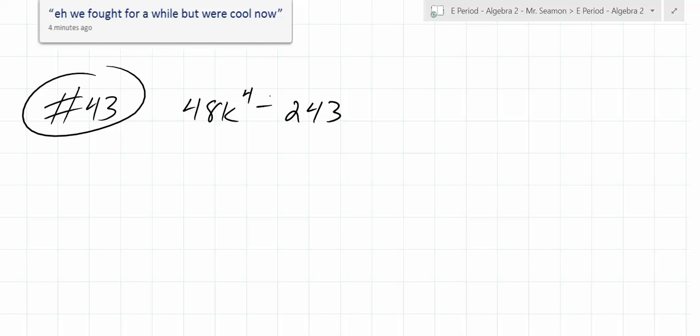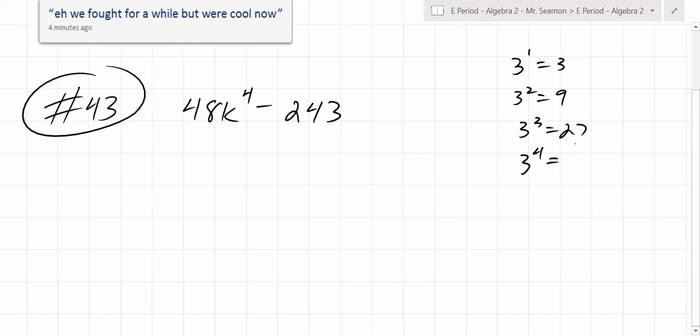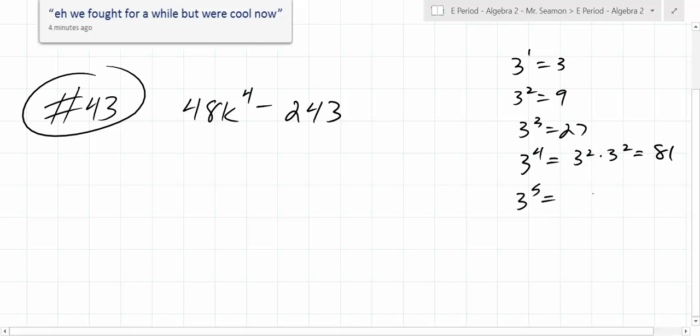Does anybody recognize 243? Okay, what's 3 to the first? It's 3. 3 squared is 9. 3 cubed is 27. 3 to the fourth is 3 squared times 3 squared. So what's that? 81. 3 to the fifth is 3 times 81, which is 243. Okay, so that might help us. It might not. But we have this. 3 to the what power? So we have 48k to the fourth minus 3 to the fifth.